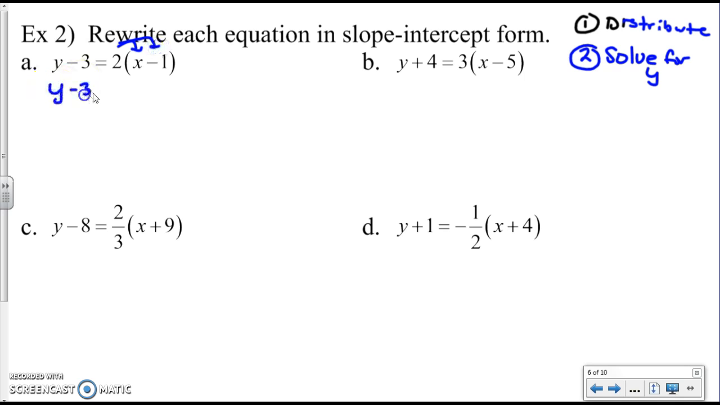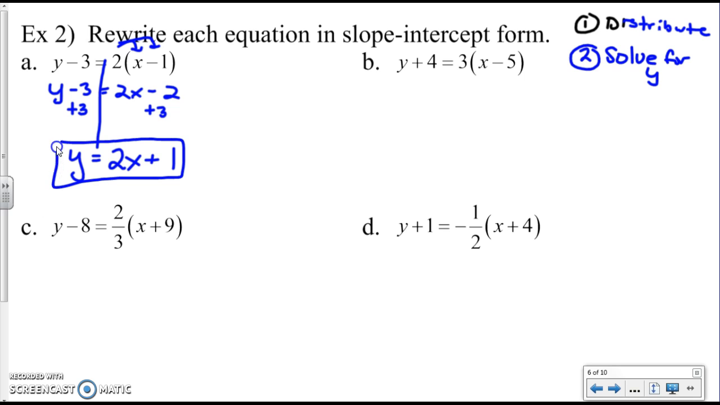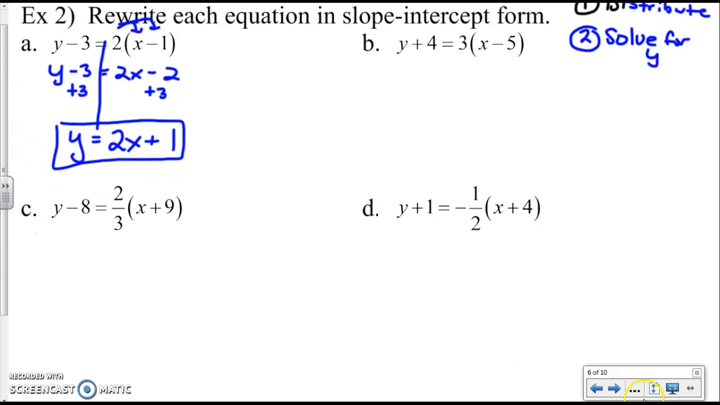So y minus 3 equals 2x minus 2. And then to solve for y, we're going to add 3 to both sides. So I get y equals 2x. Notice those are my like terms, so I'm going to add those together. So negative 2 plus 3 is 1. So this is my equation in slope-intercept form. Okay, pretty easy. Distribute, solve for y.